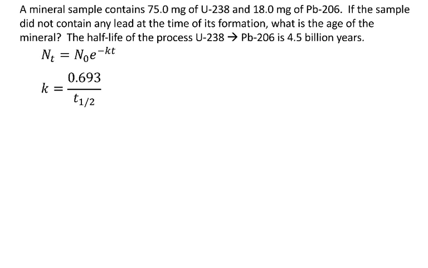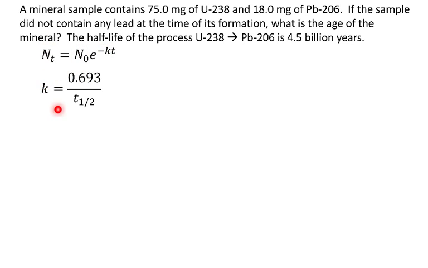All right, so this is what a sample problem might look like. We've got some mineral. Today, it contains 75 milligrams of uranium and 18 milligrams of lead. In order for this dating technique to work, the sample can't have any lead in it when it was formed. Then we're given the half-life of uranium-238. If I want to know how old the rock is, I'm looking for t. So I need to know NT, N0, and k.